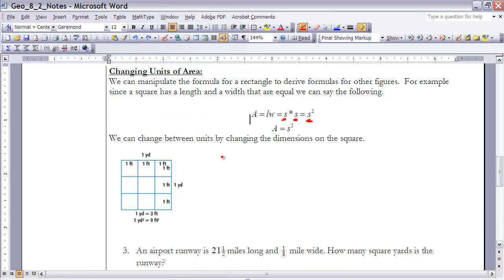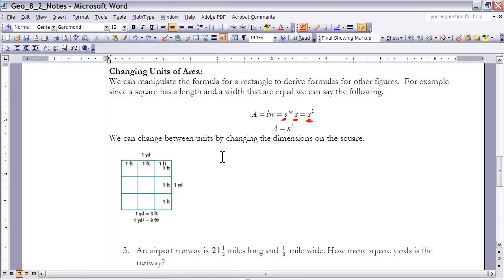So that's why we have this formula for a square. A equals s squared. Now we can think about that as we change between different units. There's a lot of different units that we can use for measuring the area of a figure. We can use just the basic units, but basically any measurement that we can use for finding a length of something, we can square it to find the area of something. So for instance, if I look at this square right here, this square is 1 yard by 1 yard, therefore it's considered 1 square yard.